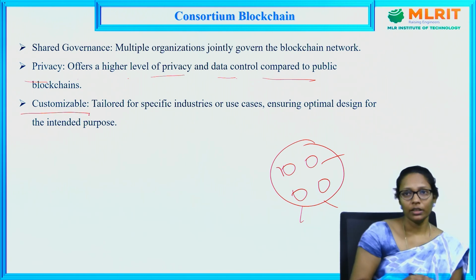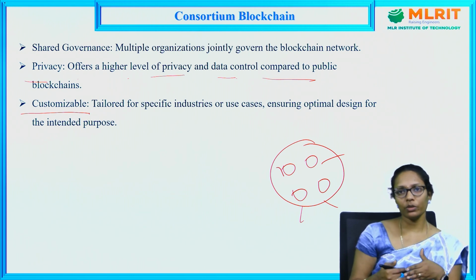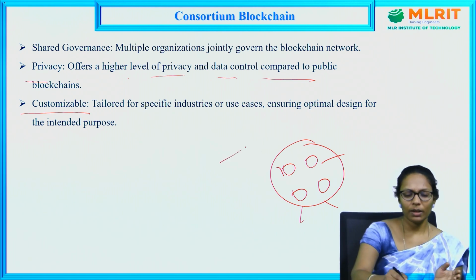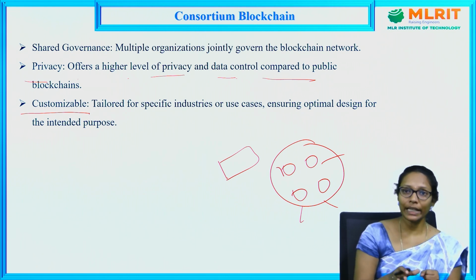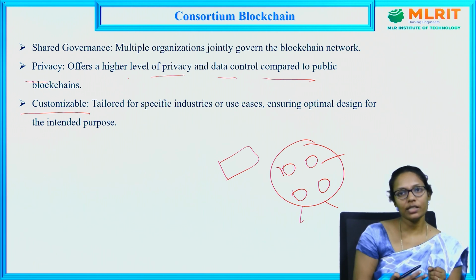Customizable. For example, if I want to design a Consortium blockchain for our college, yes, I can design it using some set of rules, right? We have some rules which may not be followed in general in other colleges. If I have any specific criteria, I can include that. That means we can customize the network based on our requirements. It's not general. If it is a public blockchain, wherever you design it, the rules will be common. But in Consortium blockchain, you can customize these rules and the properties of the blockchain.